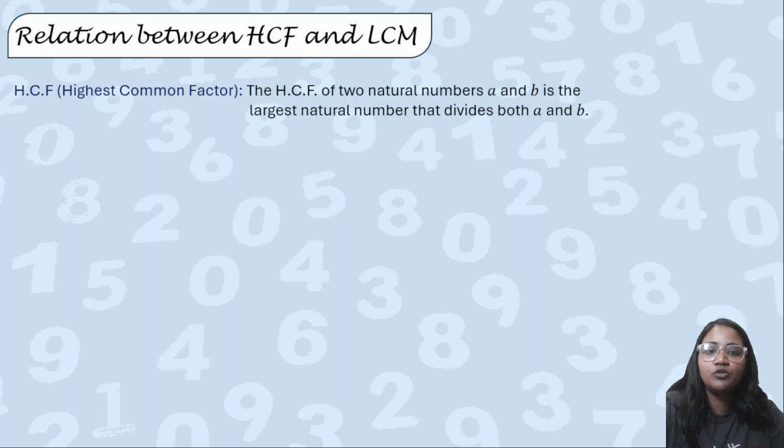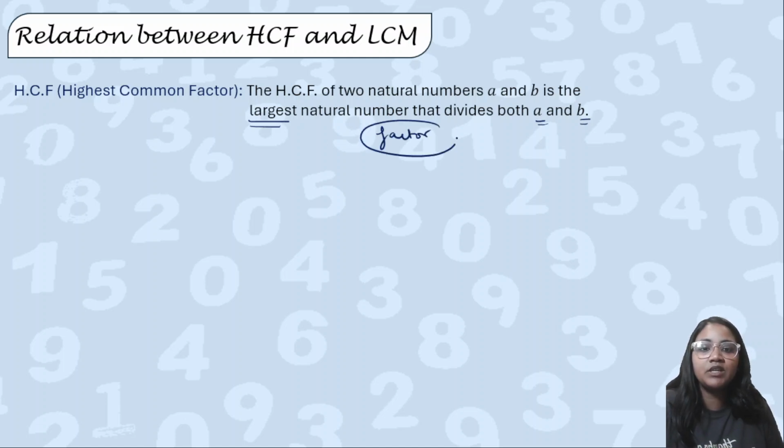The HCF of two natural numbers A and B is the largest natural number that divides both A and B. Divides both A and B, you can get an idea. It is the factor, right? Divides means factor. It means that it divides both the numbers. So if I take the example again, if I take 8, what are the factors of 8? 1, 2, 4 and 8. Okay, what are the factors of 12? 1, 2, 3, 4, 6 and 12.